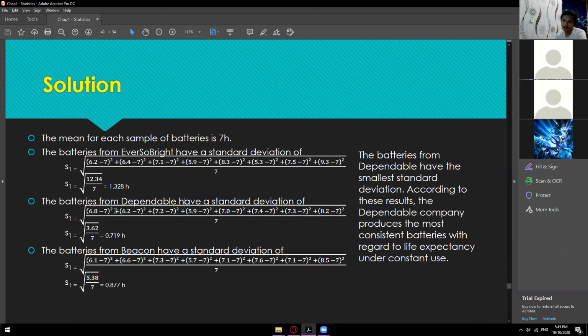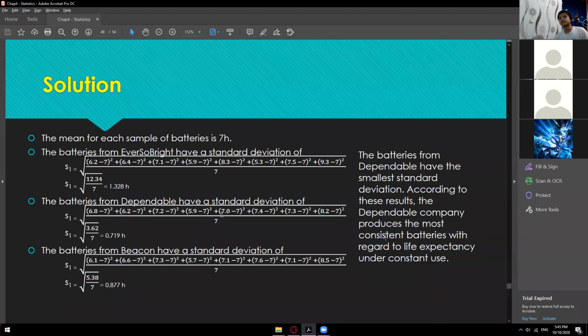So we know right away just by using this formula. The downside is that if you make a mistake in an input, let's say your 7.2 here became 7.1, everything is wrong. So if you use this, make sure all the data you input is correct, so that the result you get is also correct. So the batteries from Dependable have the smallest standard deviation. According to these results, the Dependable company produces the most consistent batteries with regard to life expectancy under constant use.